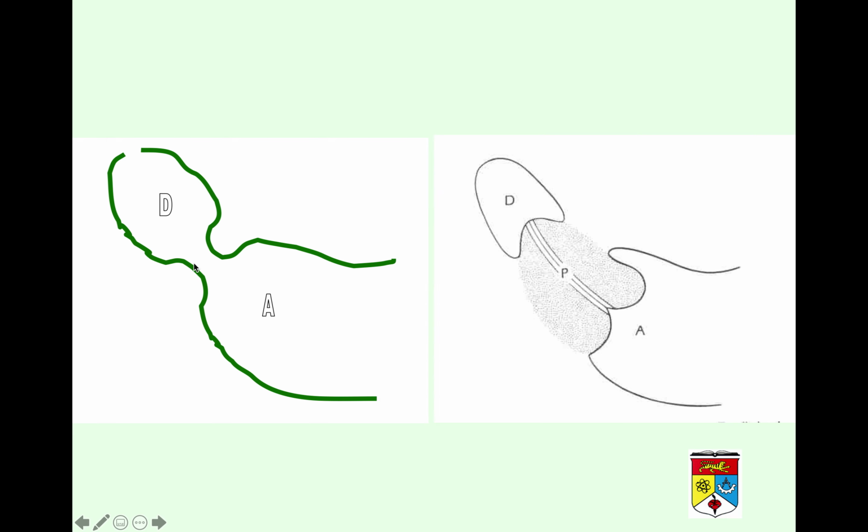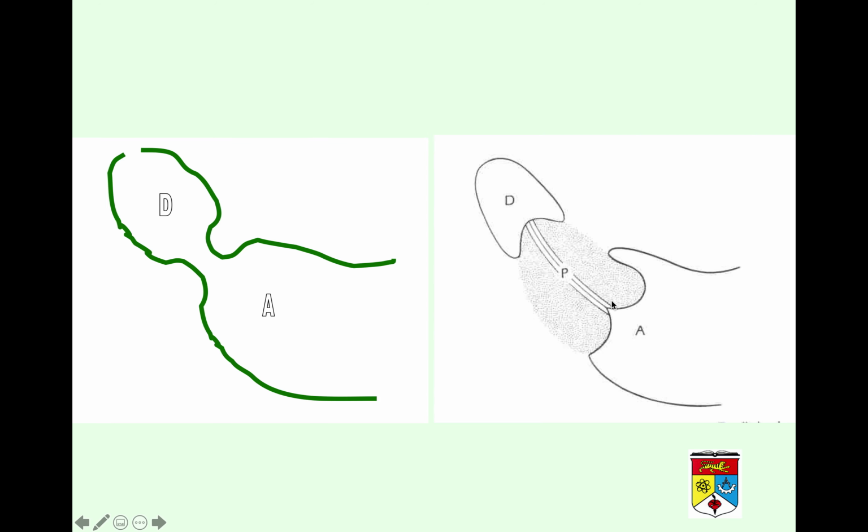But normally the pylorus will not be thickened. There is a congenital abnormality whereby this pylorus muscle is thickened, and it has caused stenosis to the distal stomach, and that's why the child will present with non-bilious vomiting because of the obstruction that happened at the pylorus.